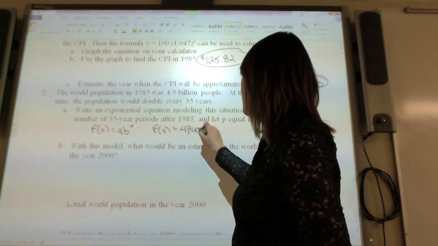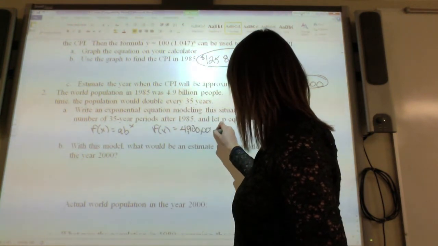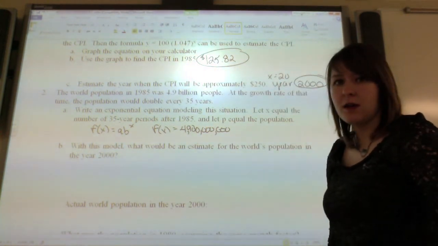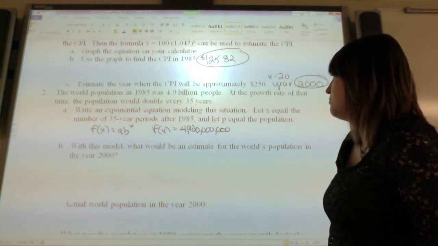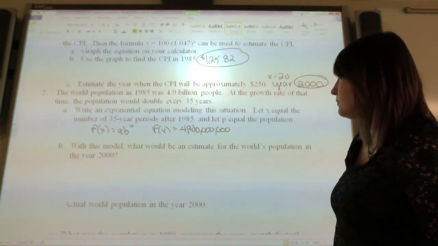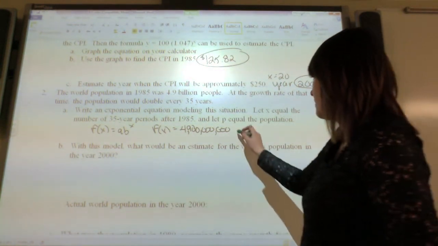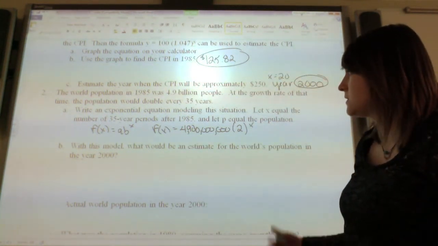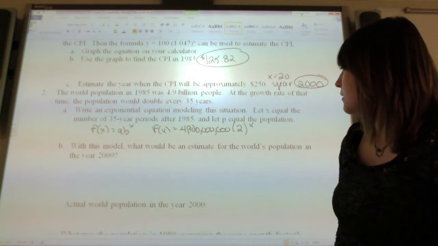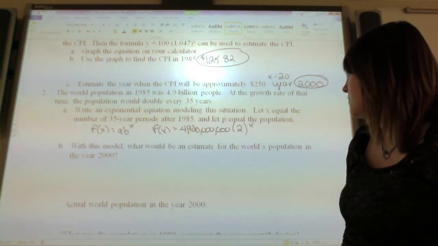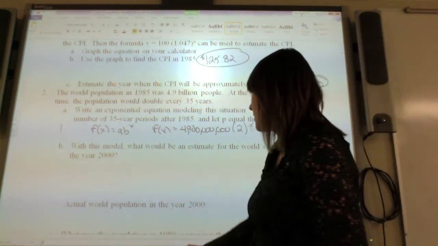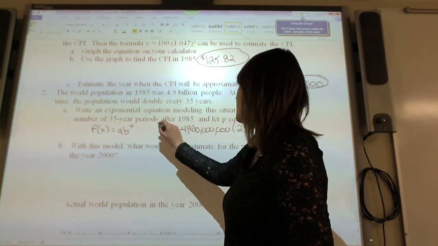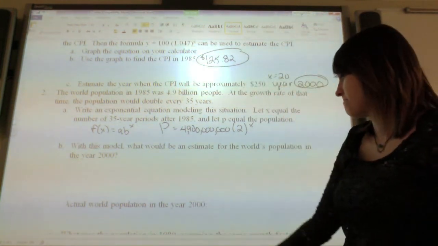So, that would be this big number here. Okay, 4,900,000,000. Okay. The population would double every 35 years. So they're telling me to leave x in terms of 35-year periods, so I would say that's doubling. Okay. And let p equal the population. So I'm going to change this f of x to p. So I know that represents my population.